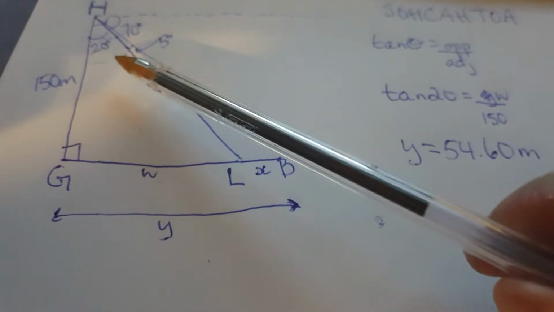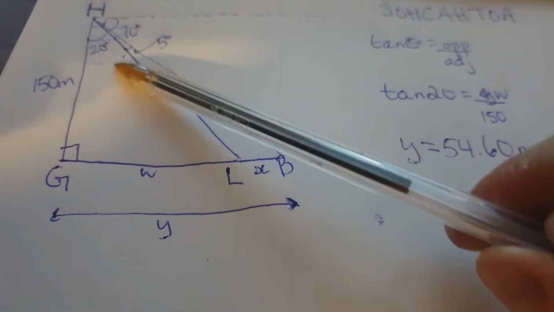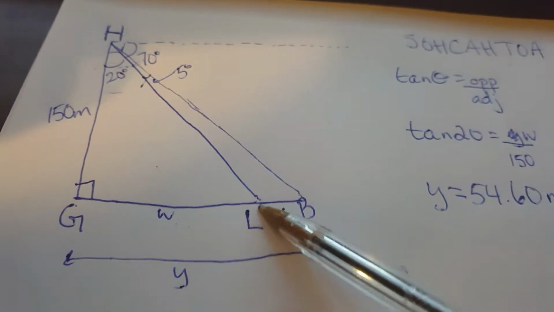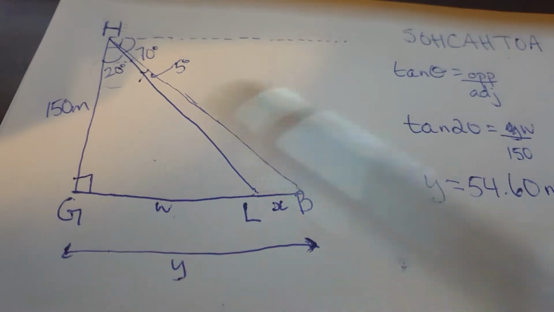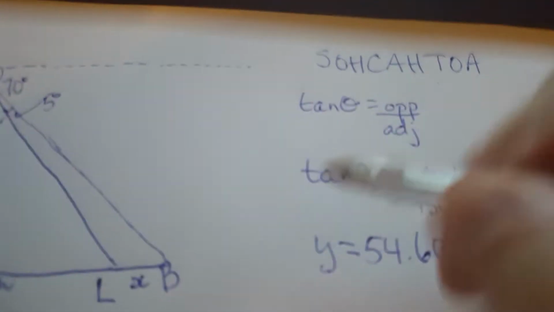Right? Because I plugged in 20. So if I'm looking at angle 20 degrees, I'm only referring to everything up until this point. So I'm just looking at w. Okay, so that calculation gave me w. Let me fix that too. Sorry.